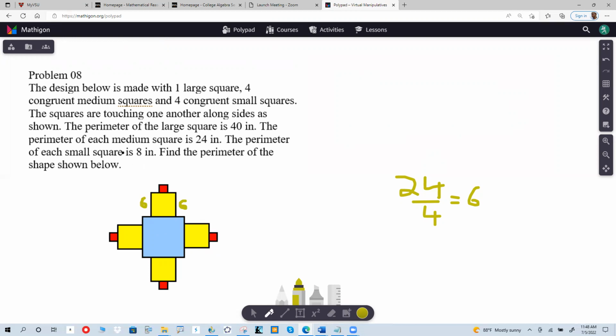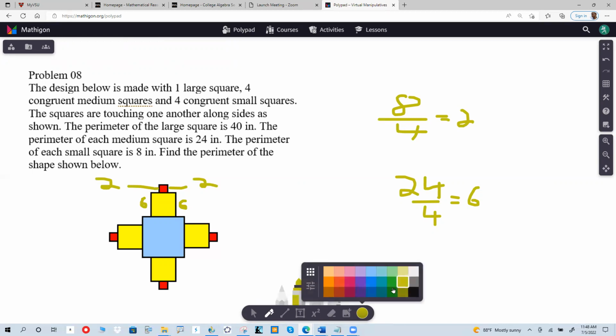The perimeter of each small square is 8. Take 8 divided by 4. It has 4 sides, and you're going to get 2. So these little guys are 2. Okay. Now, here's the tricky part, guys. This piece, and this piece, and this piece, and this piece, and this piece. All these 5 green pieces should be the same as the length of each side of the blue square.